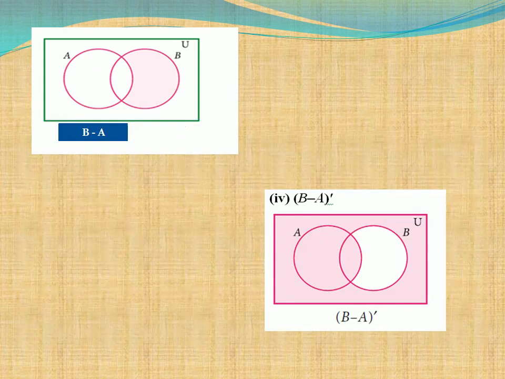Next, (B minus A) dash. For that, in the first diagram I am giving you B minus A. So from B you are taking out A. Okay. Next, (B minus A) dash means we already have the shaded portion. Without that shaded portion, you have to shade all the portion. So (B minus A) dash is given to you.